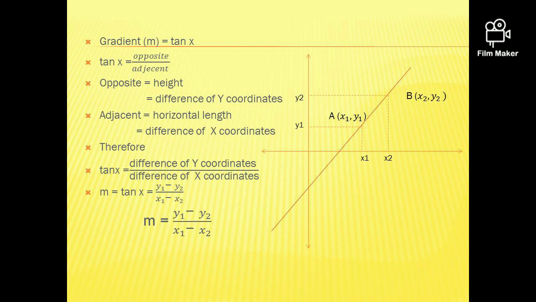Therefore, you can write tan x equals the difference between y coordinates divided by the difference between x coordinates, or simply you can find the gradient m by using the formula m equals y1 minus y2 divided by x1 minus x2. So you can get two coordinates on the straight line and apply them into the formula m equals y1 minus y2 divided by x1 minus x2. It's not a problem which coordinate is x1 y1 and which coordinate is x2 y2. You will obtain the same answer.